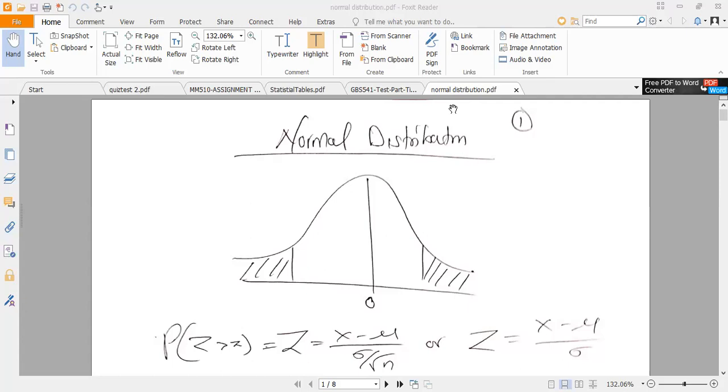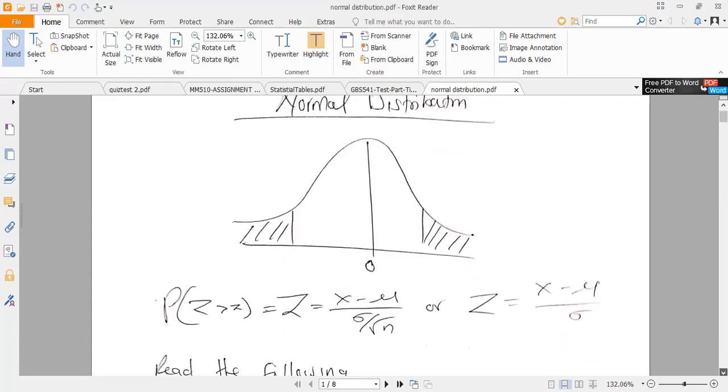The normal distribution is part of the probability distributions we're going to look at. For us to go in depth discussing the normal distribution, we need to understand the properties underlying it. The normal distribution probability looks like this.